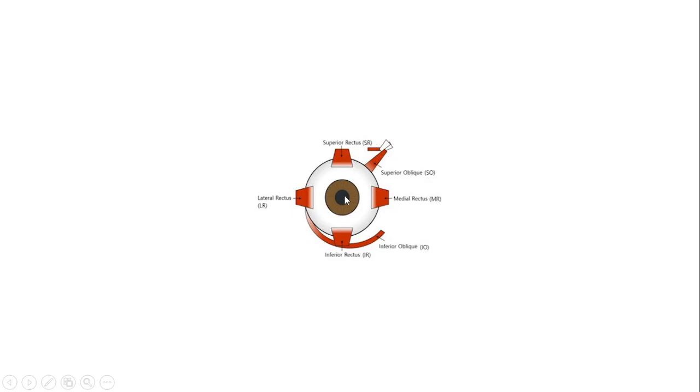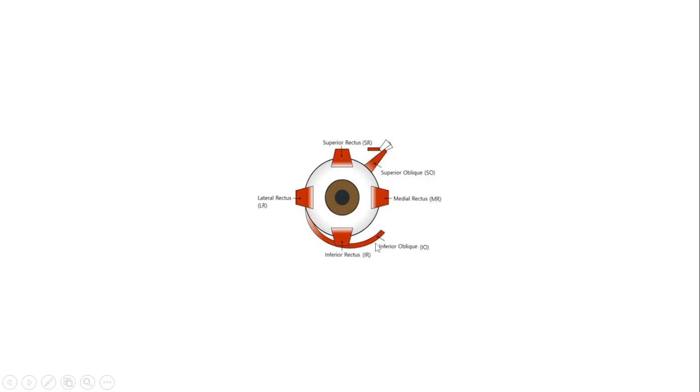Okay, this is the superior rectus found here, that is the lateral rectus. This is the inferior rectus. This is the medial rectus. This is the superior oblique. And that is the inferior oblique muscle.